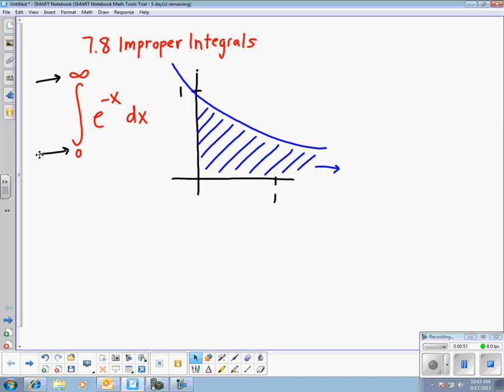It's trying to find the area under this graph, which is e to the negative x here. How much area is that from 0 and going all the way out to the right? And you might just say, well, that's never-ending area. It's got to be infinity. But sometimes areas like that will actually not ever go over a finite amount.